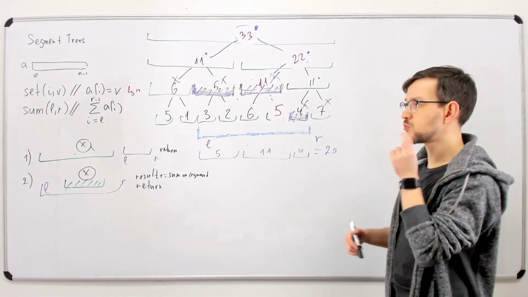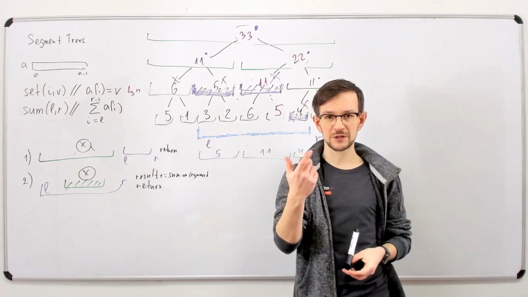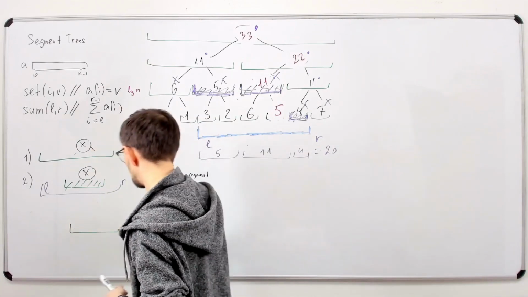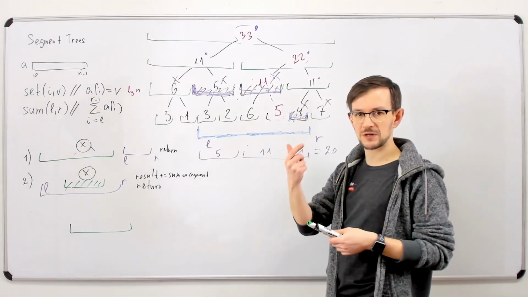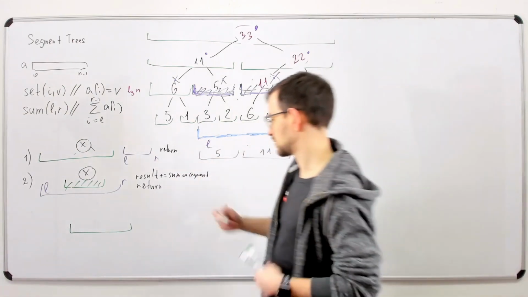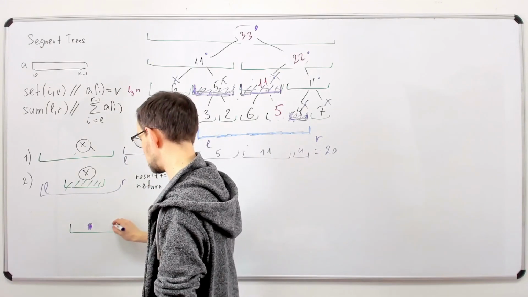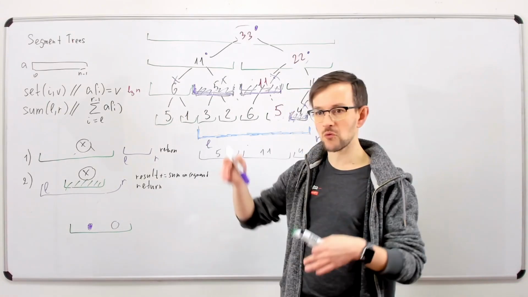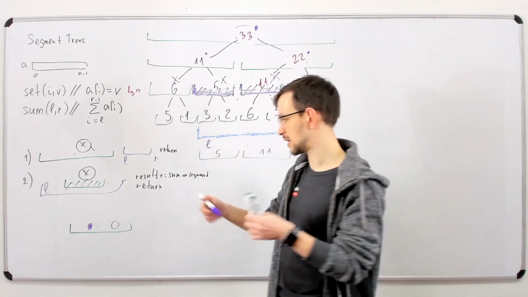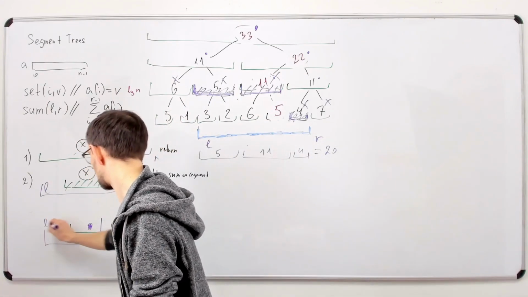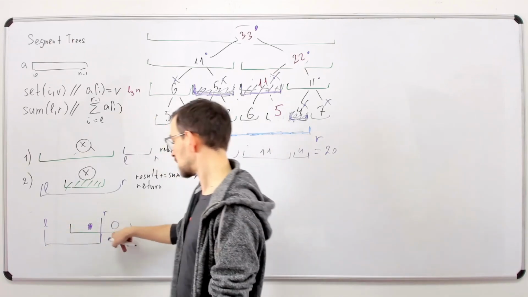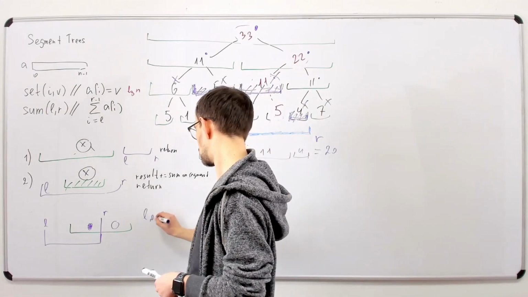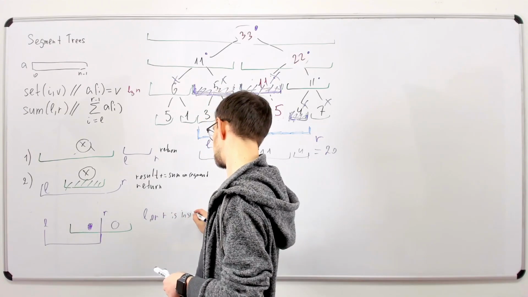If our current segment is not completely inside and it's not completely outside, then some elements on this segment are inside the segment from L to R and some elements are outside. It means that one of the borders of this segment, L or R, is inside this green segment.